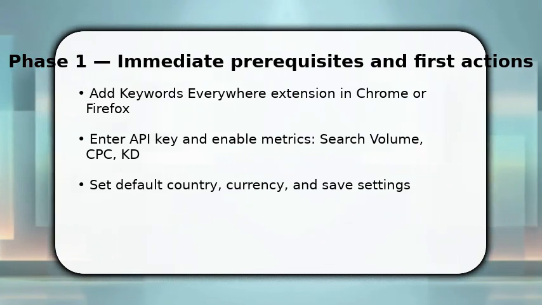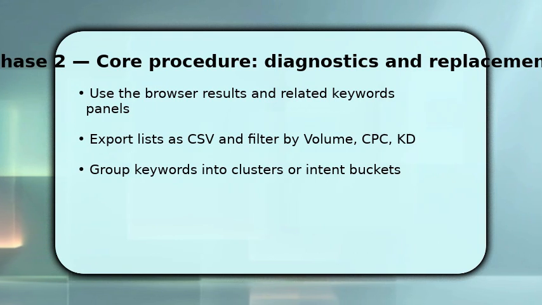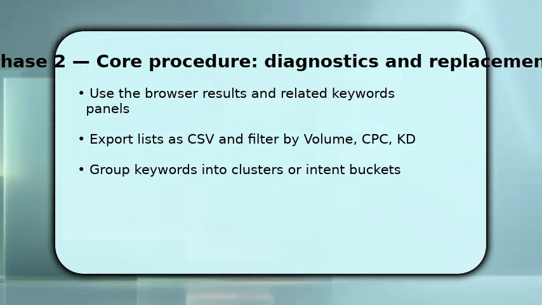You now gather and prioritize keywords using on-page suggestions, and the related keywords widget opens several SERP and tag terms that match intent. Once you have a list, export it as CSV so you can sort by search volume, CPC, and keyword difficulty. Filtering quickly reveals opportunities.